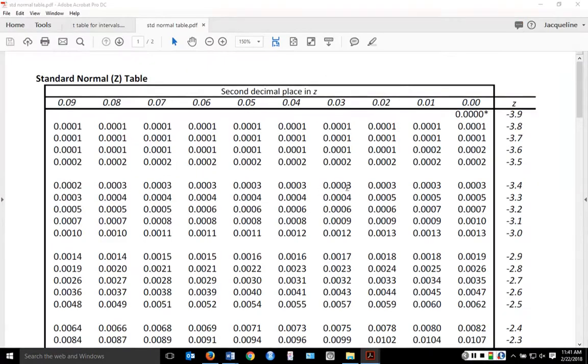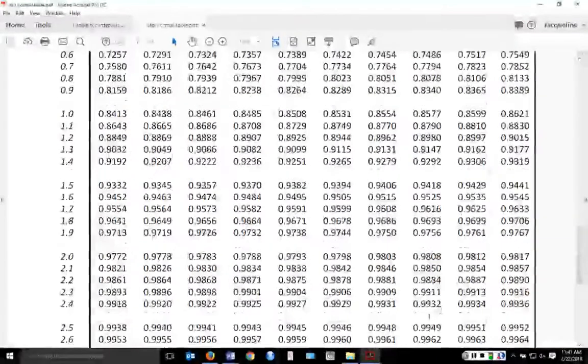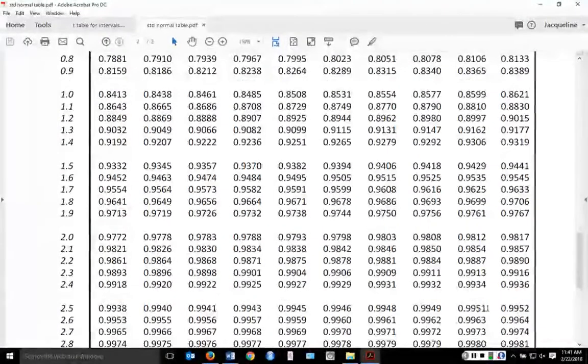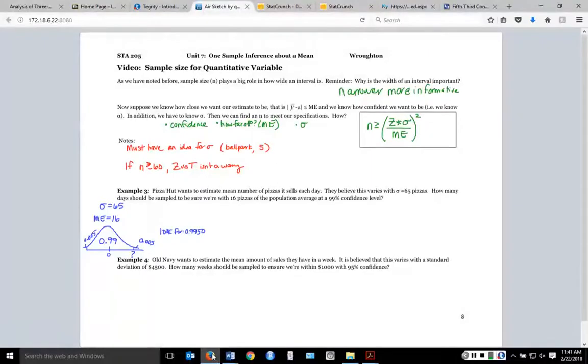If I pull up my table here, I'm going to find my 0.995, or the closest thing I can to it. Here's a number pretty close, and that gives me a z of 2.58. That's a little reminder of how to find z. So once I have it, I have all of my numbers to plug into my formula.